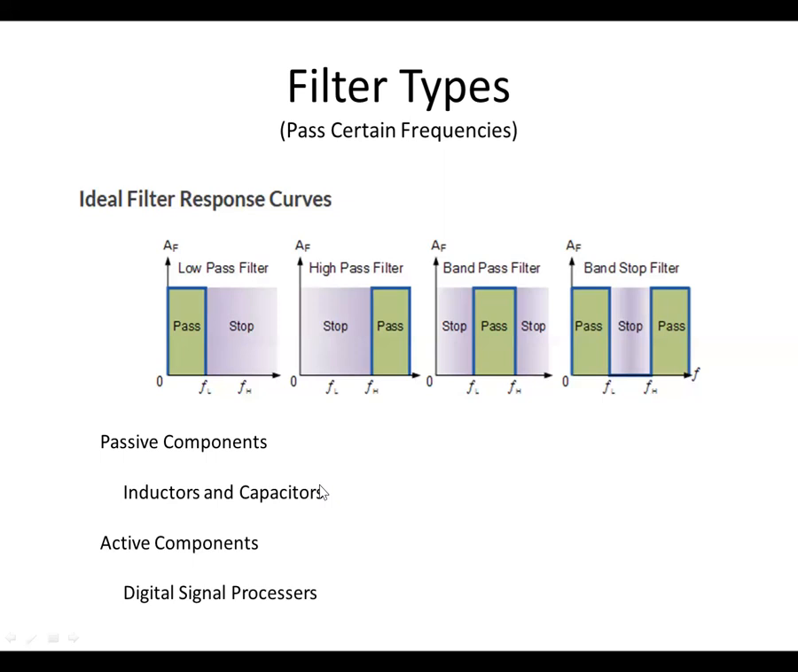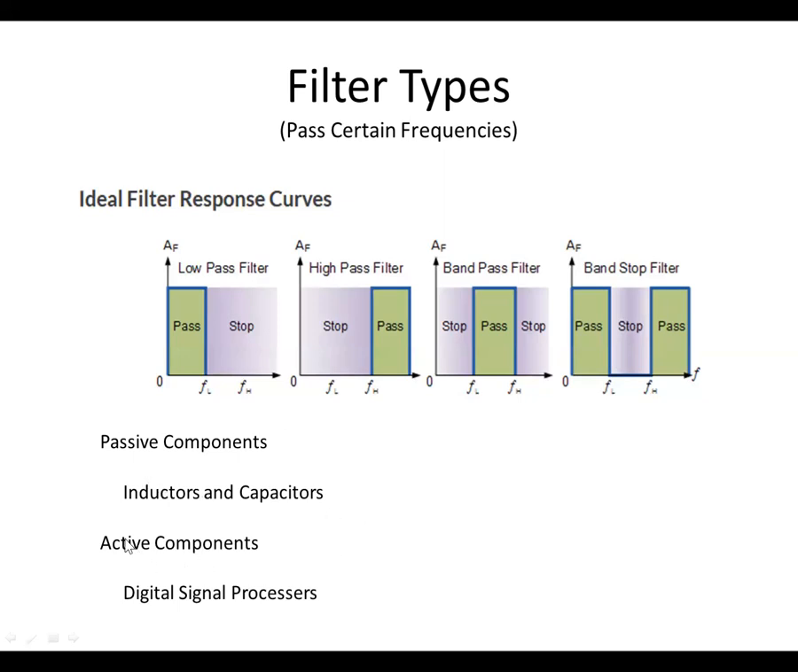So by using those two devices in particular combinations and values, you can generate low pass filters, high pass filters, band pass, and band stop filters. So those are done with passive components, inductors, and capacitors.